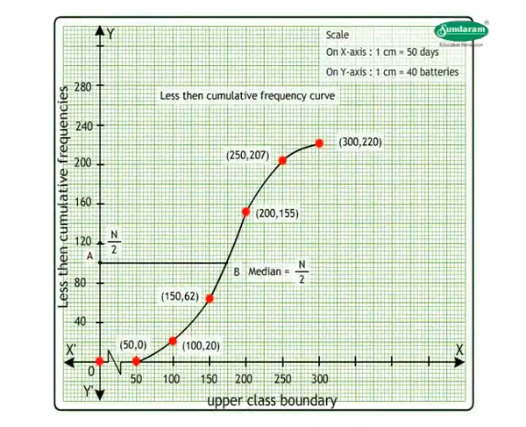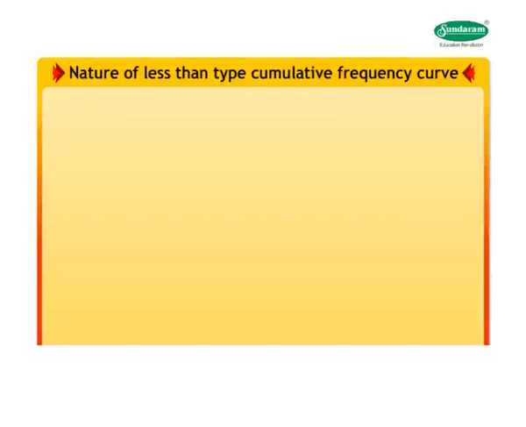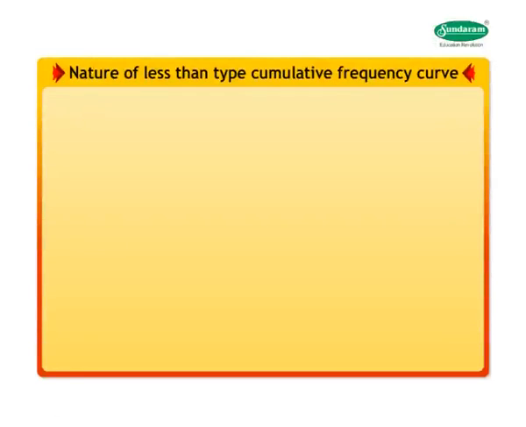Draw a line segment AB parallel to the x-axis. The line segment cuts the less than cumulative frequency curve at B. The point B has x-coordinate median and y-coordinate n upon 2. We draw a line segment BC perpendicular to the x-axis. The foot of the perpendicular is the median. Here, the median is 175.